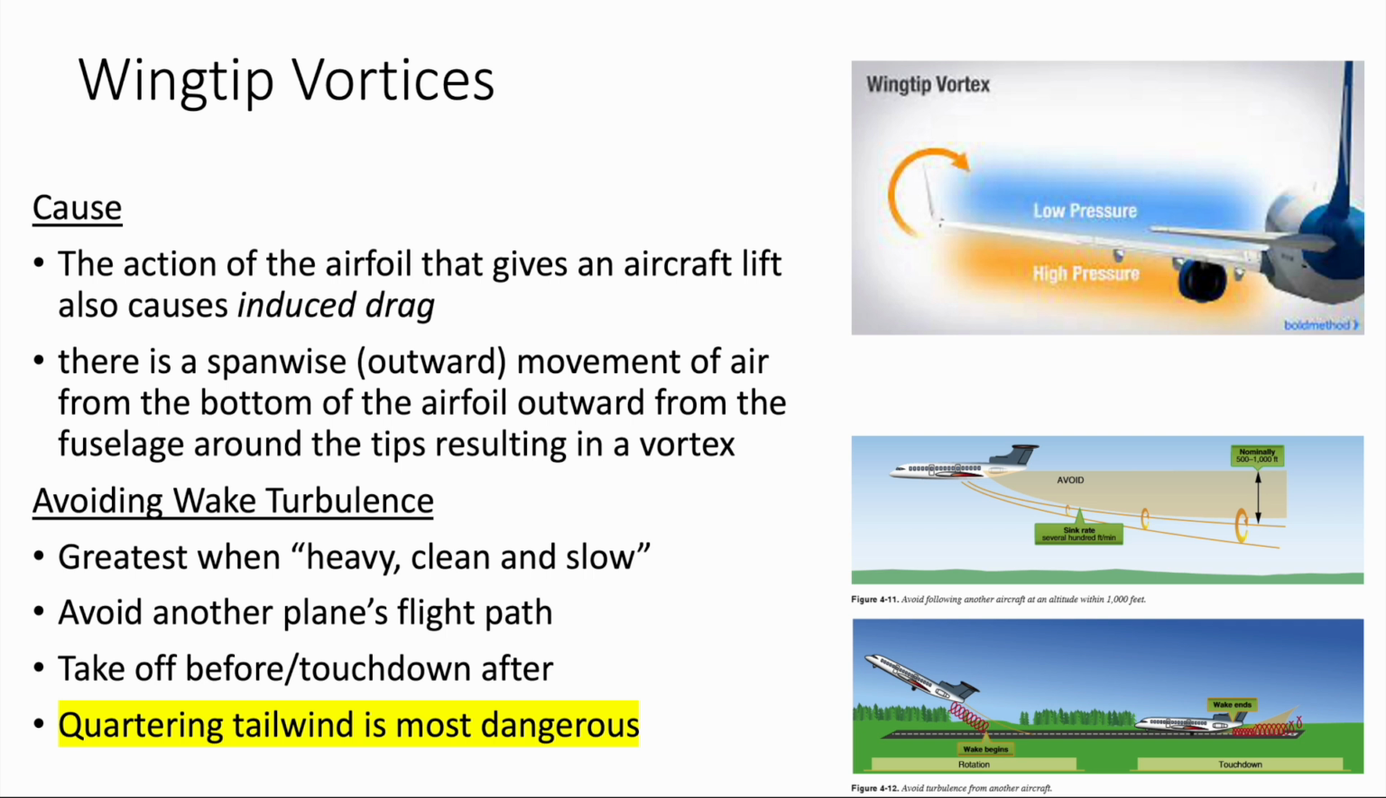So avoiding wake turbulence, these kind of rules are going to come up on a written test. It's going to ask, when is wake turbulence most dangerous or strongest? It's when an aircraft is considered heavy, clean, and slow. Heavy, obviously a 737, 757 is going to be a heavy aircraft. Clean is referring to the configuration, meaning flaps and landing gear are up. And then slow. So it's going to be slowest when it's doing takeoffs and landings.